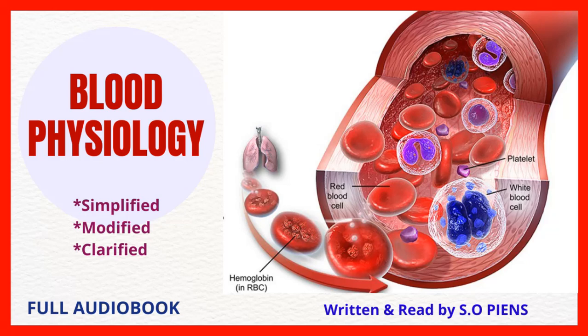Now, blood typing and blood matching. Blood typing is the determination of somebody's blood group, while blood matching is the determination of compatibility between the donor's blood and recipient's blood.